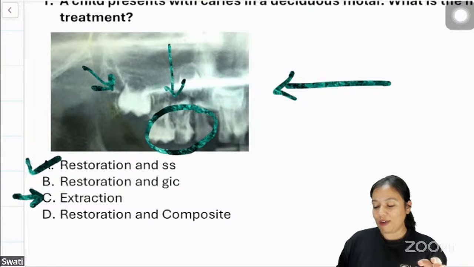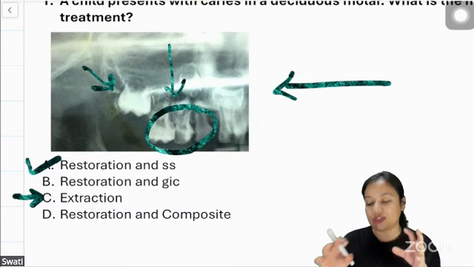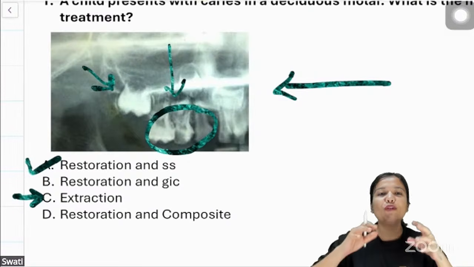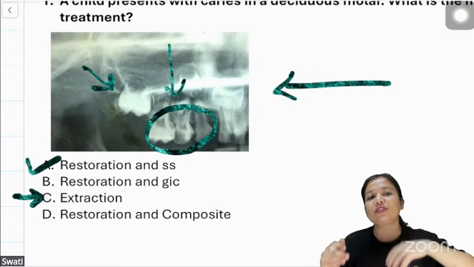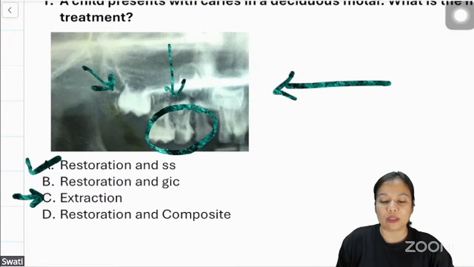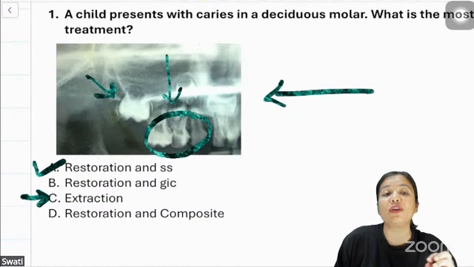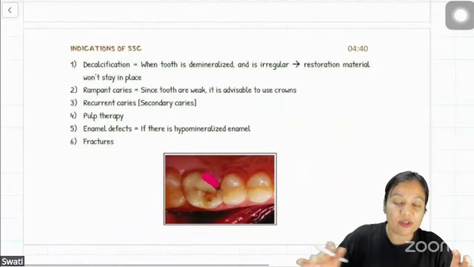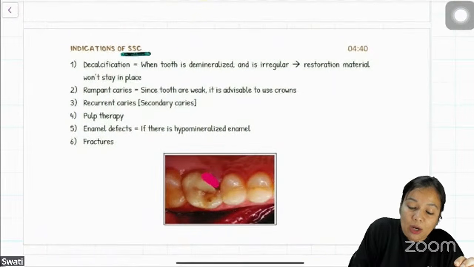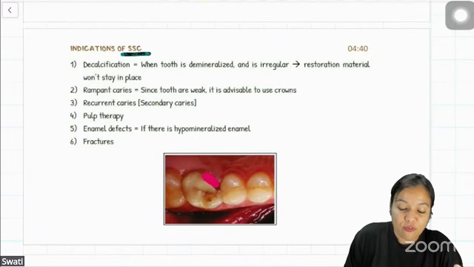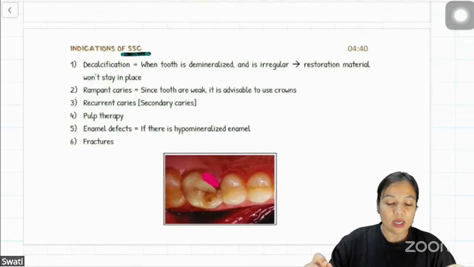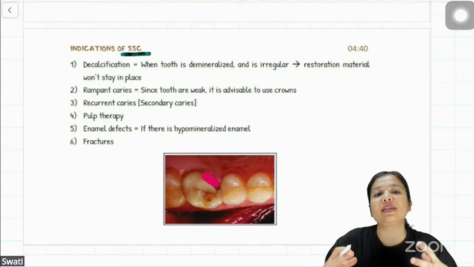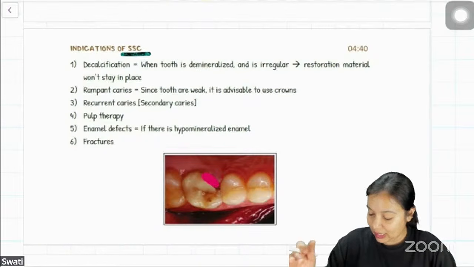I have one more question where there is an extraction and band and loop. Let us move further and we'll compare which question was present. But since there is a root here, we go for restoration and a stainless steel crown. And it's been given in the notes that stainless steel crowns are basically used for caries where there is gross decay of the teeth.